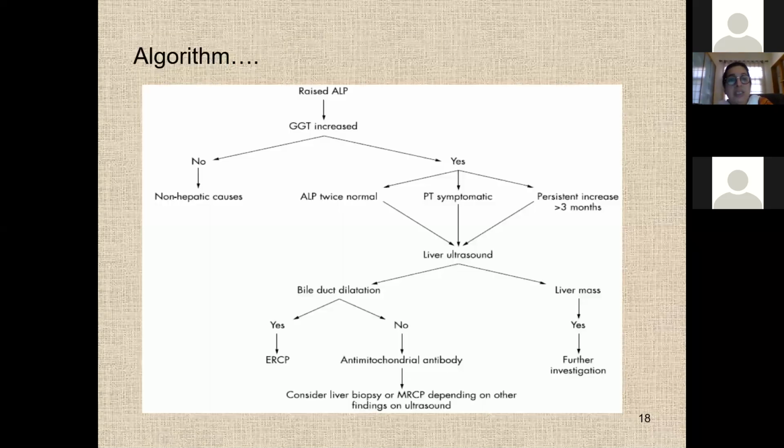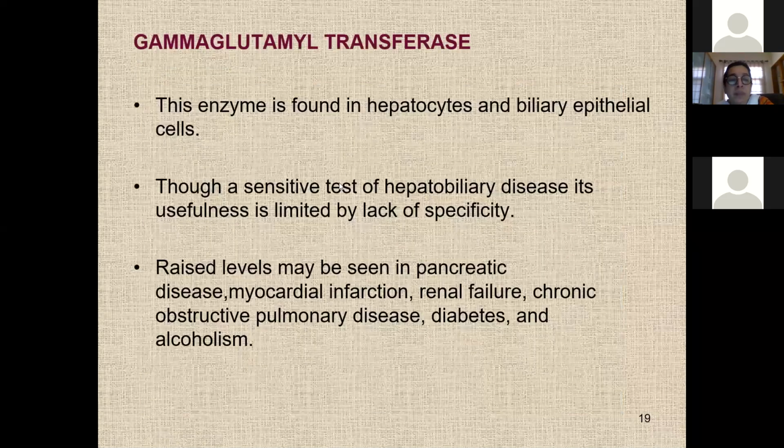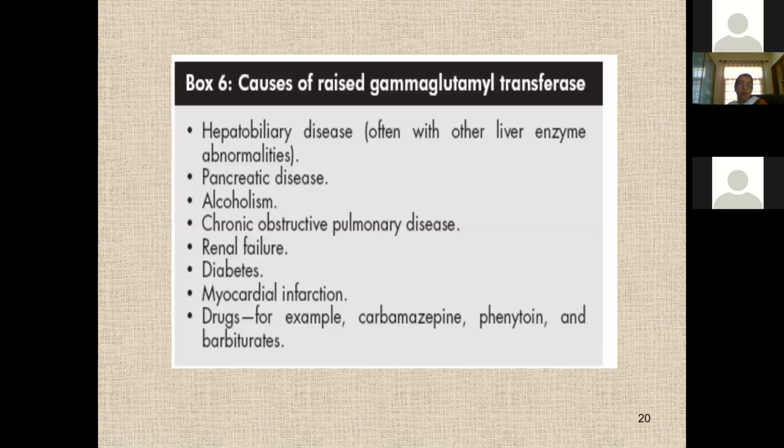So gamma GT is an enzyme in hepatocytes and biliary epithelial cells. Though it is a sensitive test for hepatobiliary disease, its usefulness is limited by lack of specificity. Sometimes it is also raised in pancreatic disease, myocardial infarction, renal failure, and COPD. So causes of raised gamma GT are hepatobiliary disease, pancreatic disease, alcoholism, chronic obstructive pulmonary disease, renal failure, diabetes, myocardial infarction, and drug-induced.